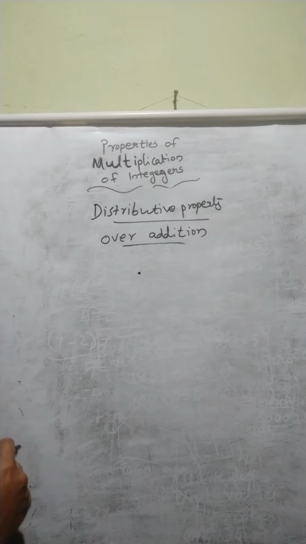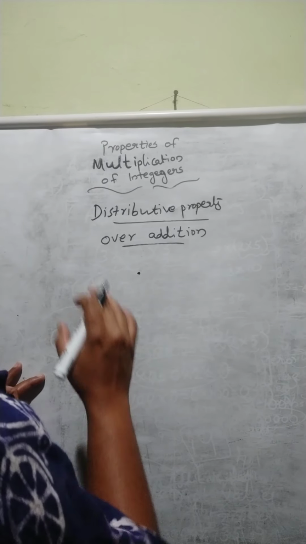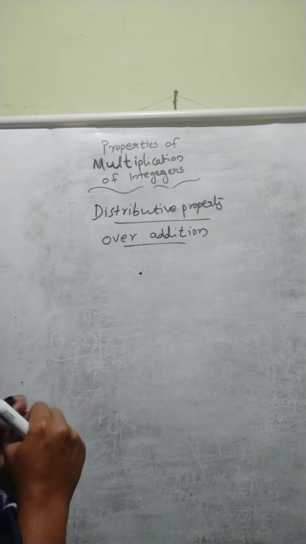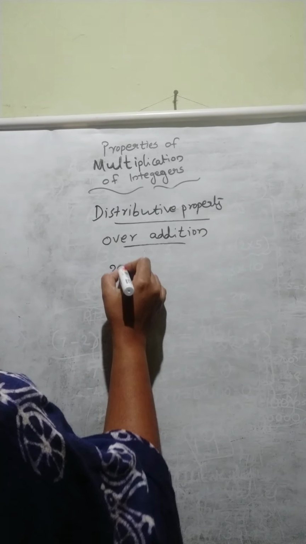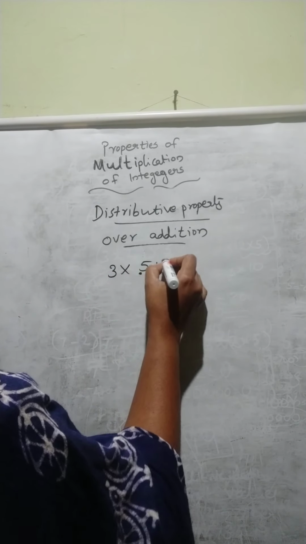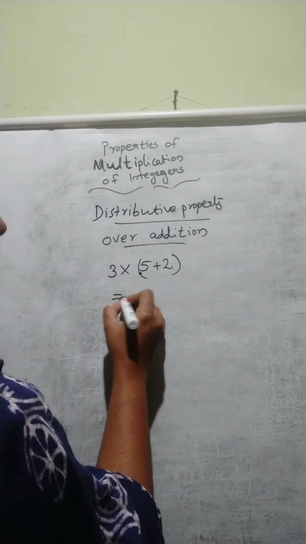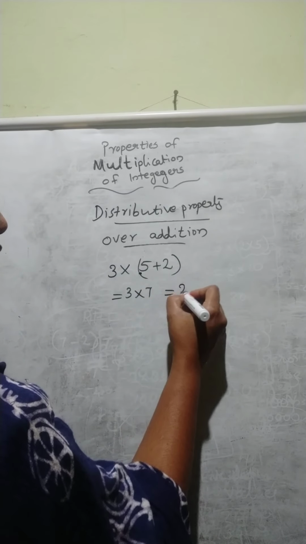Now we can study distributive property over addition. That is, multiplication and addition, 2 operations, will be there. That is 3 multiplied by 5 plus 2. We can do this one as 3 times 7. 5 plus 2, 7. That is equal to 21.